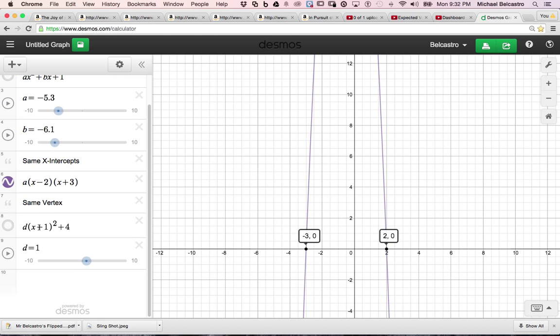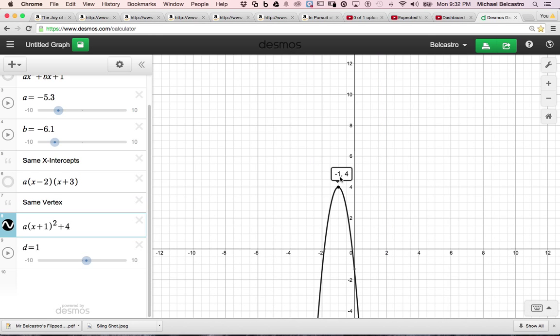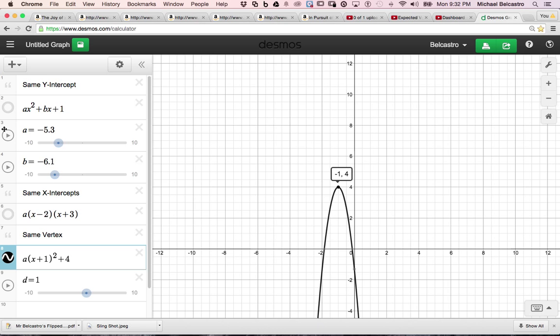Okay, and then finally our vertex form, and same thing. I'll change this back to a so it's a little easier. This vertex had (-1, 4). So as we change the a value, all of these being different functions, still, their vertex is the exact same, so they're all of the same family.